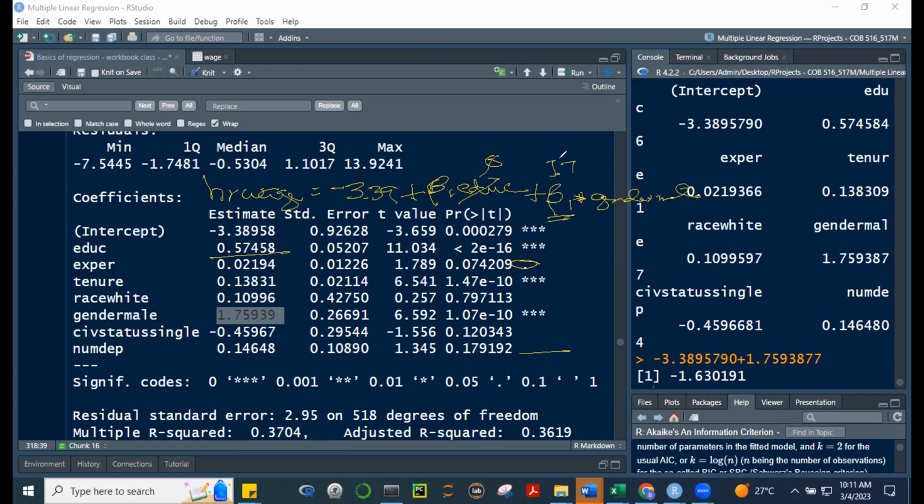1.7. What's gender male? 1. So 1.7 times 1. So 1.7. The rest are zeros. So it will add up to negative 3.39 plus 1.76. That will give us now negative 1.63. That is the average hourly wage of a person with no education, no experience, no tenure, no number of dependents, who is non-white, who is married, and who is male. Okay? All right. Pa-feedback naman please kung klaro yung pag-interpret.